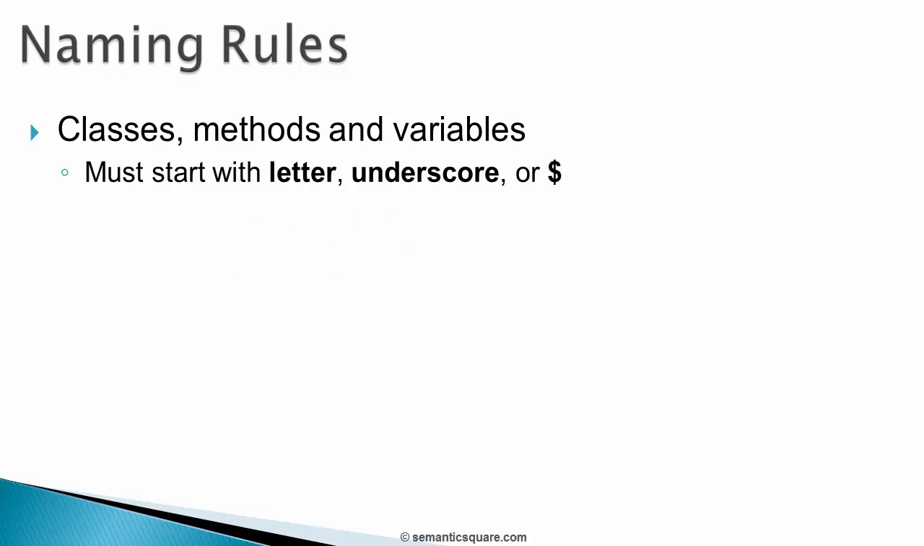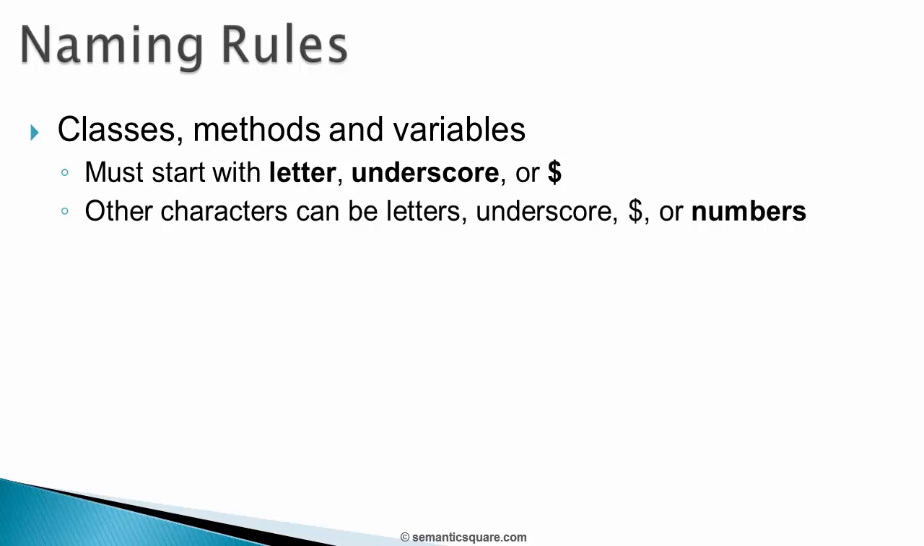Now as for the naming rules, class names, method names and variable names must start with a letter, underscore or a dollar sign. All subsequent characters can once again be letters, underscores or dollar signs. However, additionally we can also use numbers.